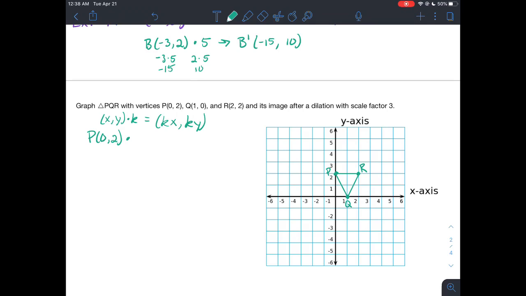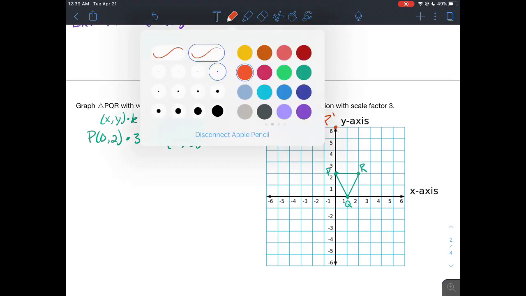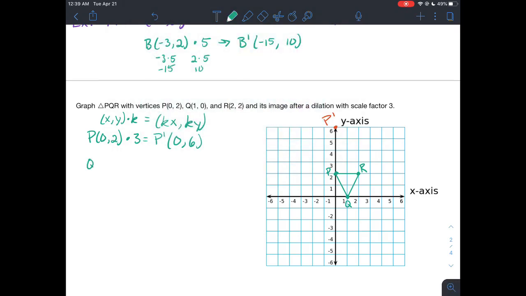So the original point was P at (0, 2). My scale factor is 3, so P prime is going to, well, 0 times 3 is still 0. 2 times 3 is 6. So P prime is going to be at (0, 6). Okay. Do the same thing for Q. Q is at (1, 0). The scale factor is 3. So Q prime is going to, well, 1 times 3 is 3. 0 times 3 is 0. Okay. So Q prime is at the point (3, 0).